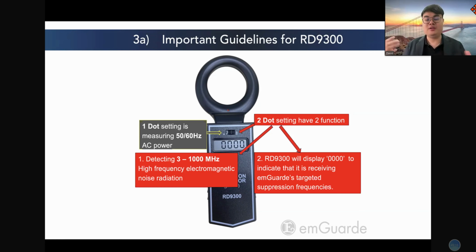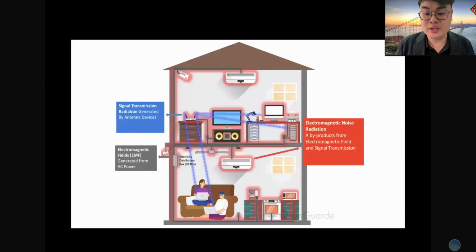So during your demonstration, please make sure that you do not tell your customers that when the detector turns 0, it means there is no radiation in the environment. When you learn this technique, you'll be bulletproof when you do the emGuarde demo.